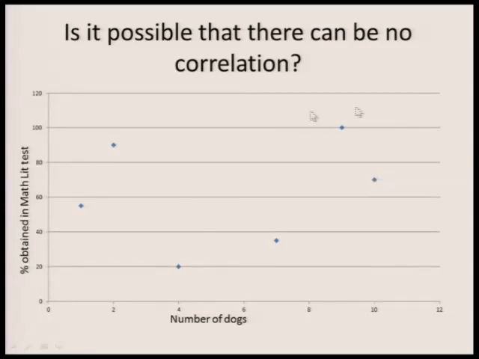So at the end of the day, here we cannot actually make a deduction and say that the number of dogs that a person is keeping at home is going to influence the marks obtained in mathematical literacy. You can clearly see the data is all over the place. I will not be able to make a positive or a negative correlation deduction.